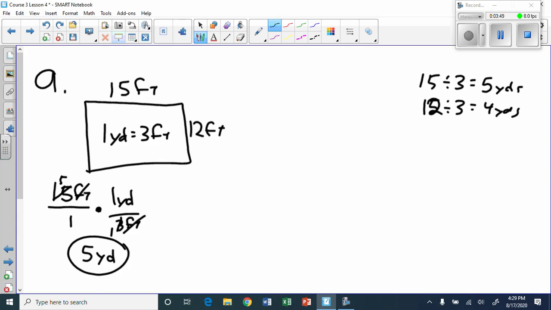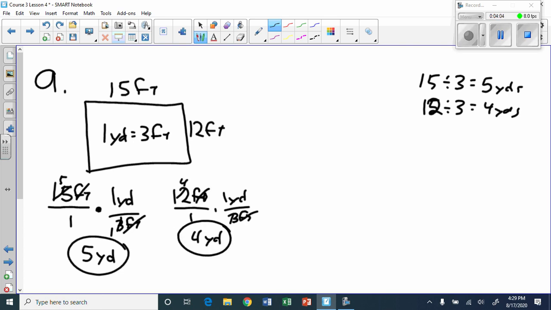Guys, if we learn it this way, it's going to make a lesson down the road a whole lot easier. 1 yard over 3 feet here. Cancel, cancel, cancel, cancel. 4 yards. Using unit multipliers, that's what we get. We multiply by one of those.